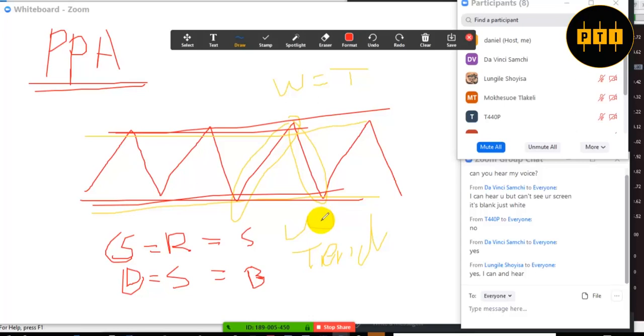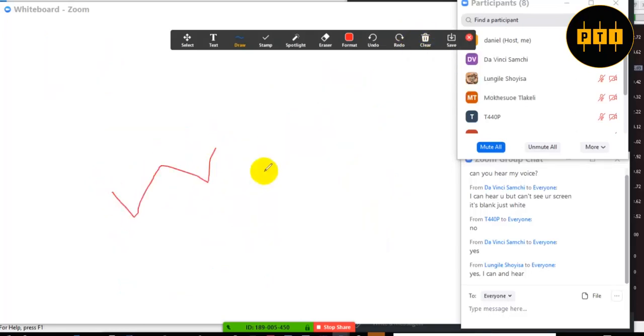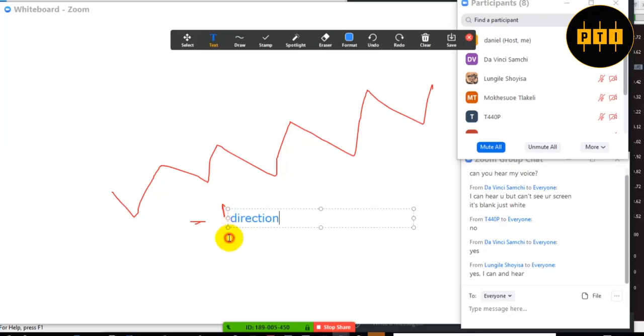So what I'm going to do right now is look at a trending market. Let's say the price is moving in an uptrend like this. As far as price action is concerned, what you are supposed to look at is the direction. You have to look for the direction of the market.